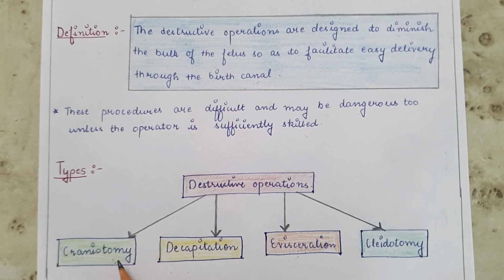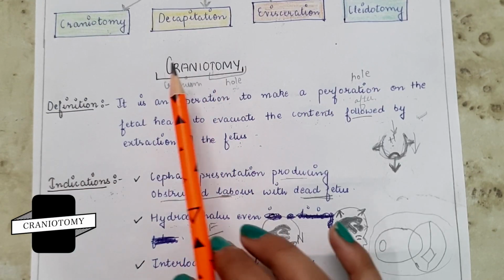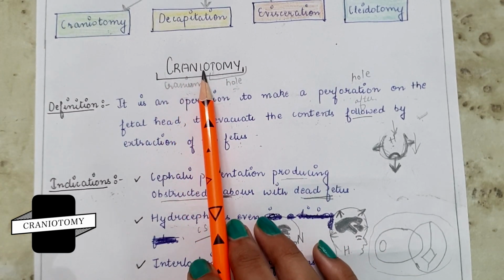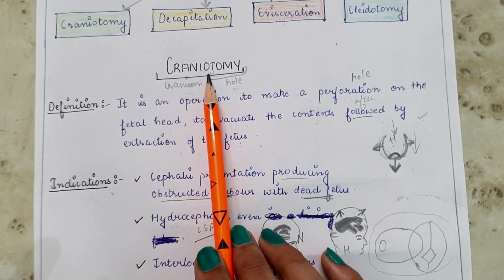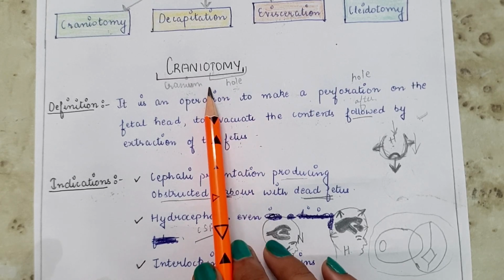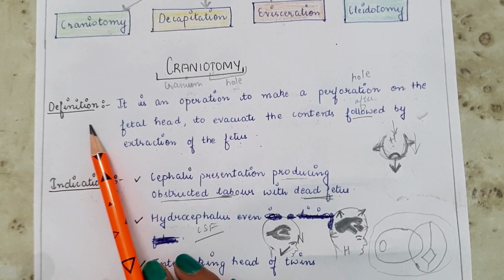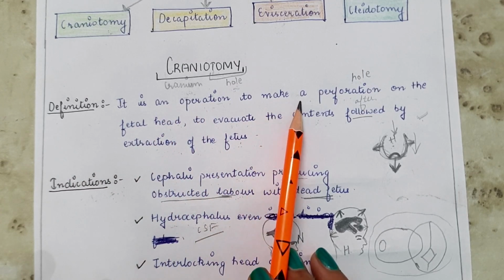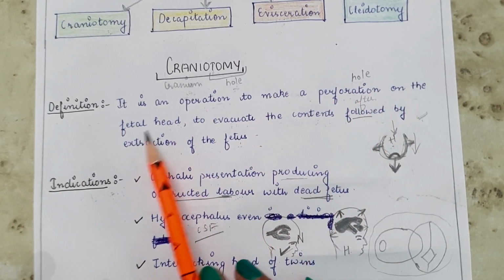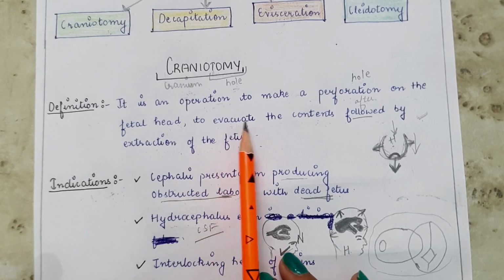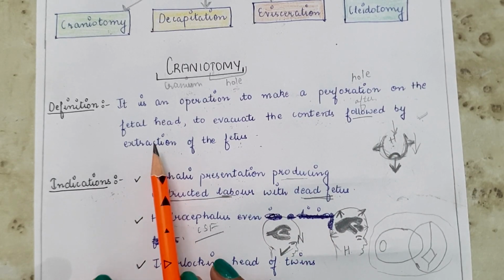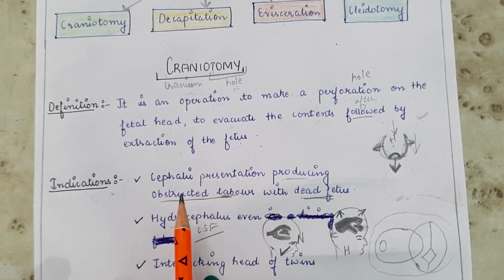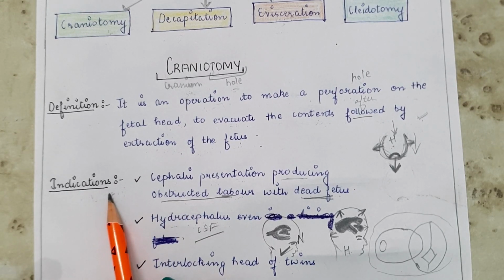So starting with the first one, that is craniotomy. It is clear from its name: the word cranio indicates cranium, that means a skull, and tomy means a hole. A hole is made on the cranium. Its definition is, it is an operation to make a perforation or hole on the fetal head in order to evacuate or remove the brain contents, followed by extraction of the fetus from the birth canal. Next are its indications, that is, in which cases craniotomy is performed.